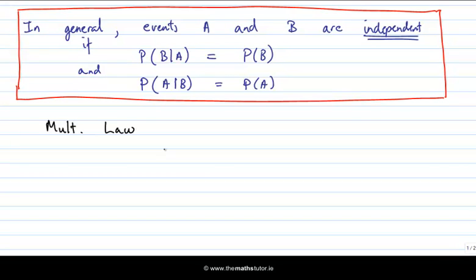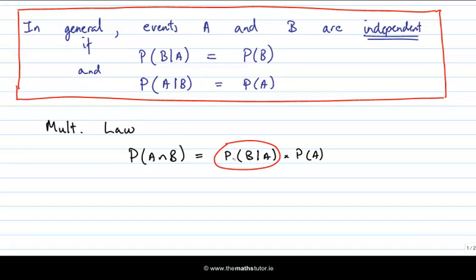So the multiplication law for probability said what? It said that the probability of A and B is the probability of B given A times the probability of A. But now if A and B are independent, this expression here, the probability of B given A, is actually the same as the probability of B. That's what independence means. It means that the conditional probability of B given A is just the same as the probability of B. So if A and B are independent, what we get is this. We can replace this now just by the probability of B.